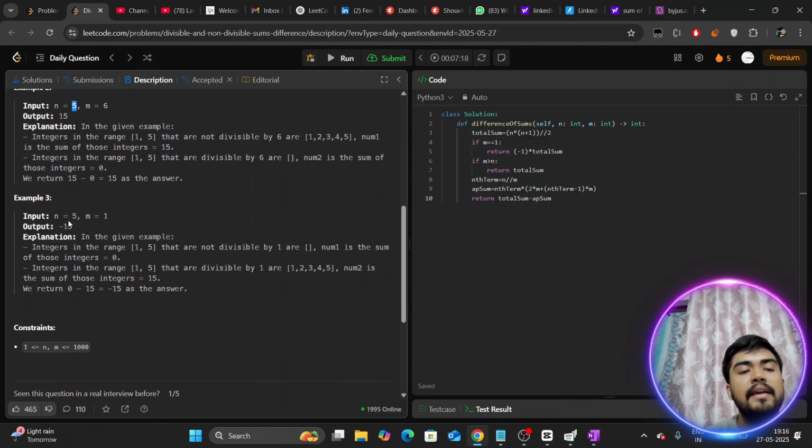In this example test case, n is 5 and m is 1. The integers in the range of 1 to 5 that are not divisible by 1 are none, because all numbers are divisible by 1. So the sum for num1 is 0. The divisible group is all of them, so their sum is 15. So 0 minus 15, the answer is minus 15. So we return minus 15.